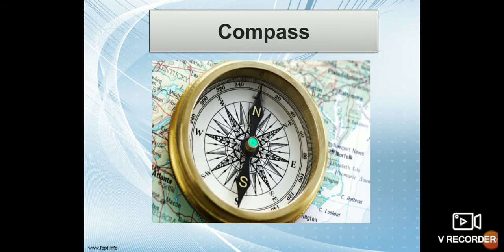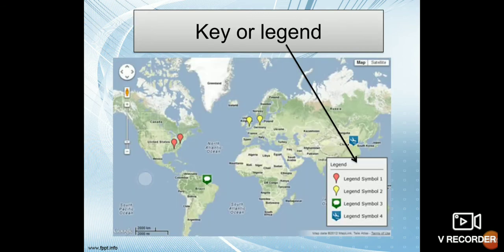Compass. A compass is a device that always points us to the north. So, with the help of this, we can find other directions.